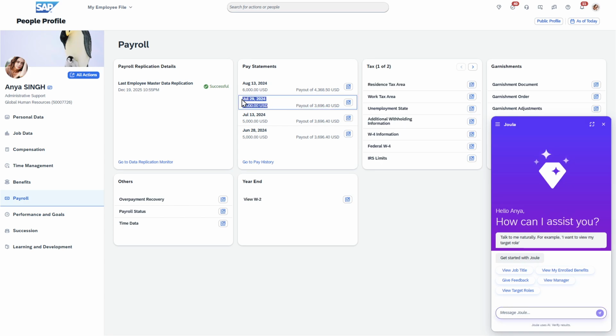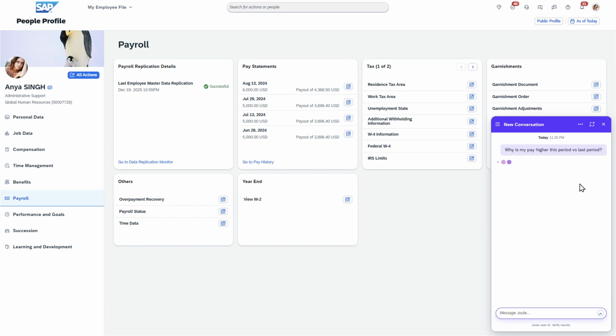And so in this case, I created the pay variance by making it so the employee gets $1,000 more in gross pay. And so now you can ask this question, why is my pay higher this period versus last period? And so then what Joule will do is go take a look at both periods. It's going to look at my current period. It'll look at the previous period. It'll pull in the amounts from payroll and it'll come up with an explanation.